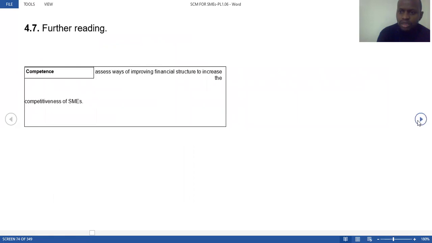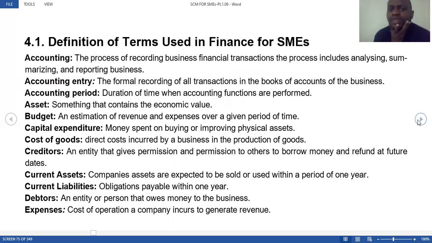Before we start, we have other issues that are very critical or various terms that are used in finance. The first term is accounting. Accounting is the process of recording business financial transactions. The process includes analyzing, summarizing and reporting. So we are trying to record all the transactions that come into the organization, and all the transactions are normally documented.